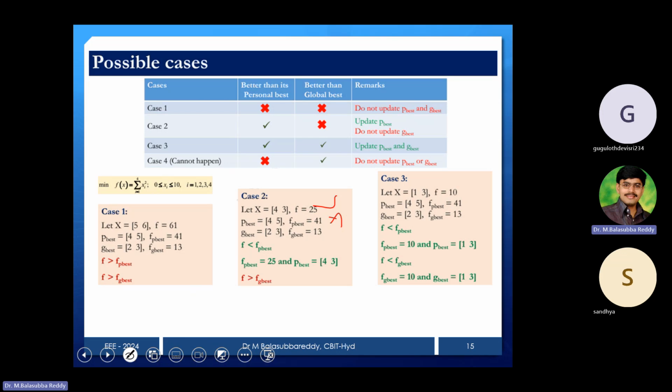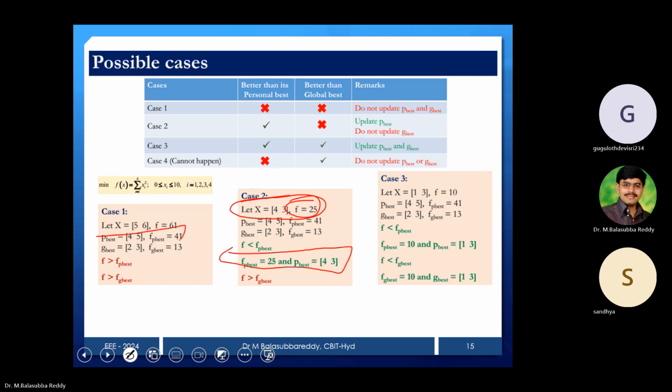Not in terms of marks, maybe in a rank fashion. Now we can see this is the more value and this is the less value. It is a minimization function, so we have to consider the minimum value as the best value. So then what is the updation? Your P best is going to be modified. Instead of 41, now it has to become 25. Corresponding x values are also going to be considered. Now this is the new value.